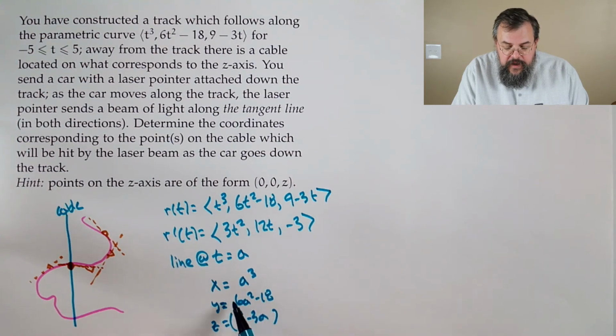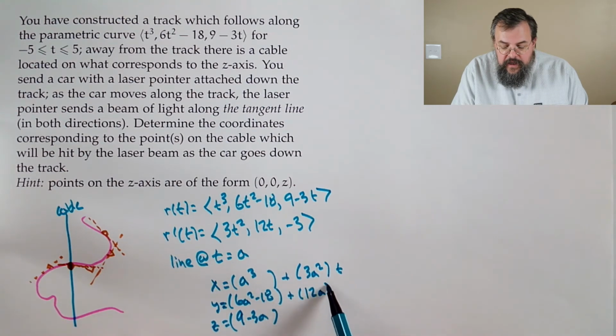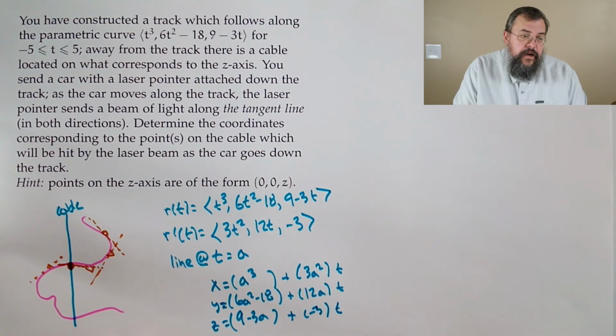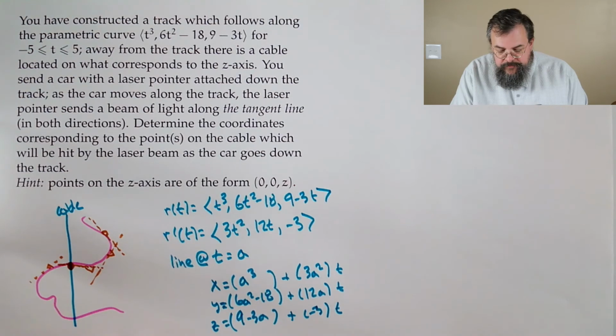All right, so there are the coordinates, and then plus, plug in our a into our derivative, 3a squared times t, plus 12a times t, and plus negative 3 times t. Now, all right, there we go.